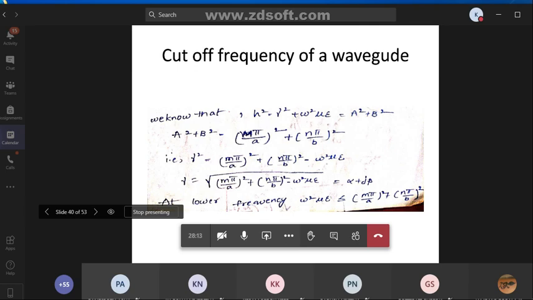So from this, gamma equal to square root of (m pi by a) whole square plus (n pi by b) whole square minus omega square mu epsilon. Here we know that gamma equal to alpha plus j beta, where alpha is the attenuation constant and beta is the phase constant, right?